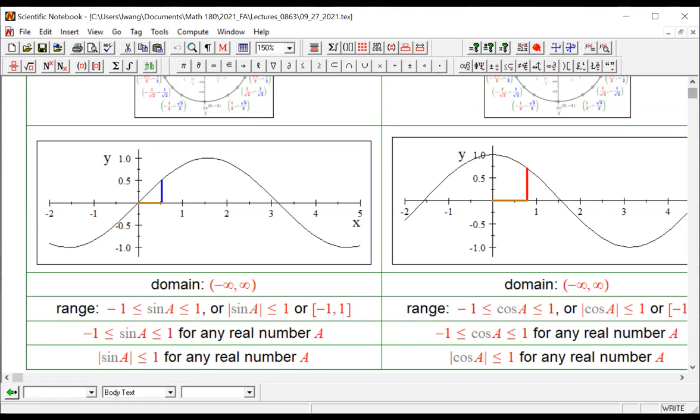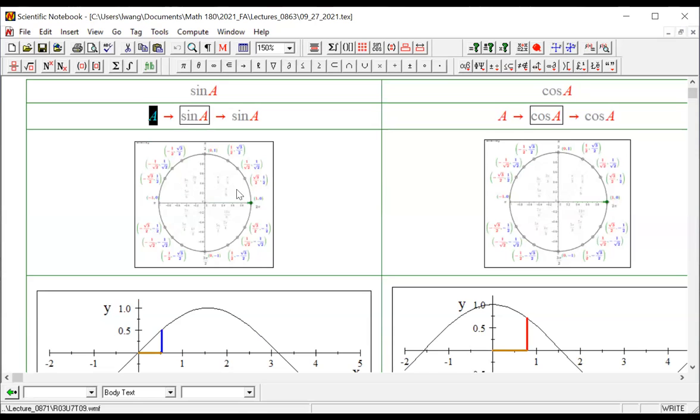Okay, so after class yesterday, I reconstructed the picture to demonstrate that these blue numbers correspond to the blue bars, and these red numbers correspond to the red bars. The orange are the arc length. Okay, I hope that helps.